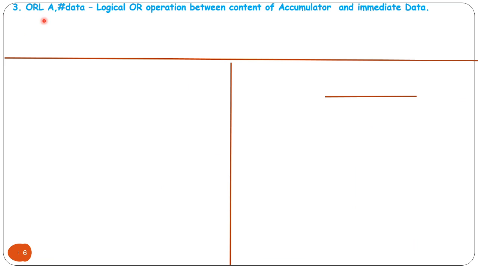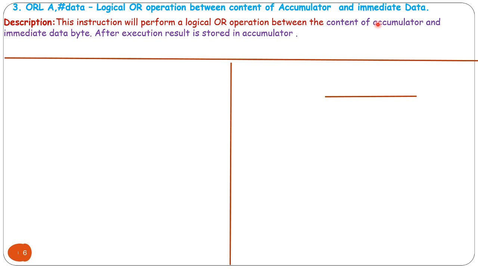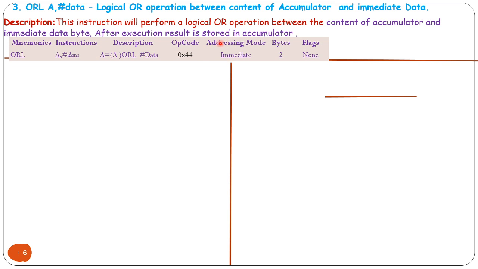Instruction number 3, ORL A comma immediate data. This is a logical OR operation between the content of the accumulator and immediate data. This instruction performs a logical OR operation between the content of the accumulator and the immediate data byte. After execution, the result is stored in the accumulator. The mnemonic is ORL A comma immediate data, the content of the accumulator is logically ORed, and the result is stored in it. This instruction has operation code 44H, immediate addressing, 2-byte instruction, and flags are not changed.